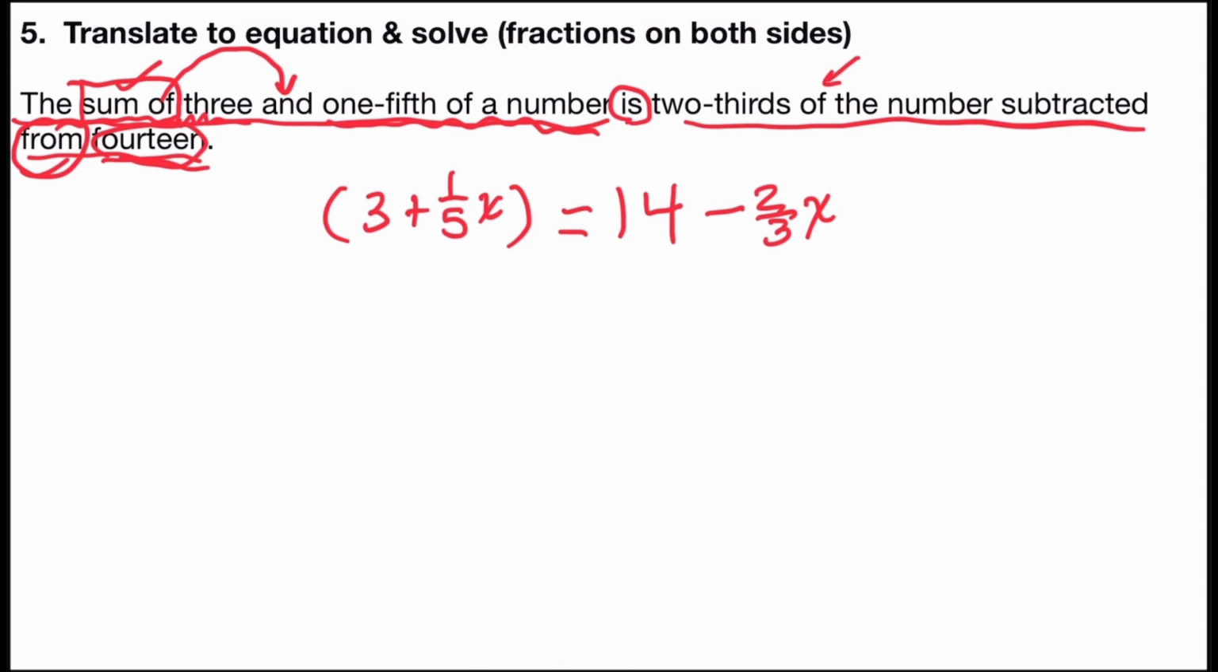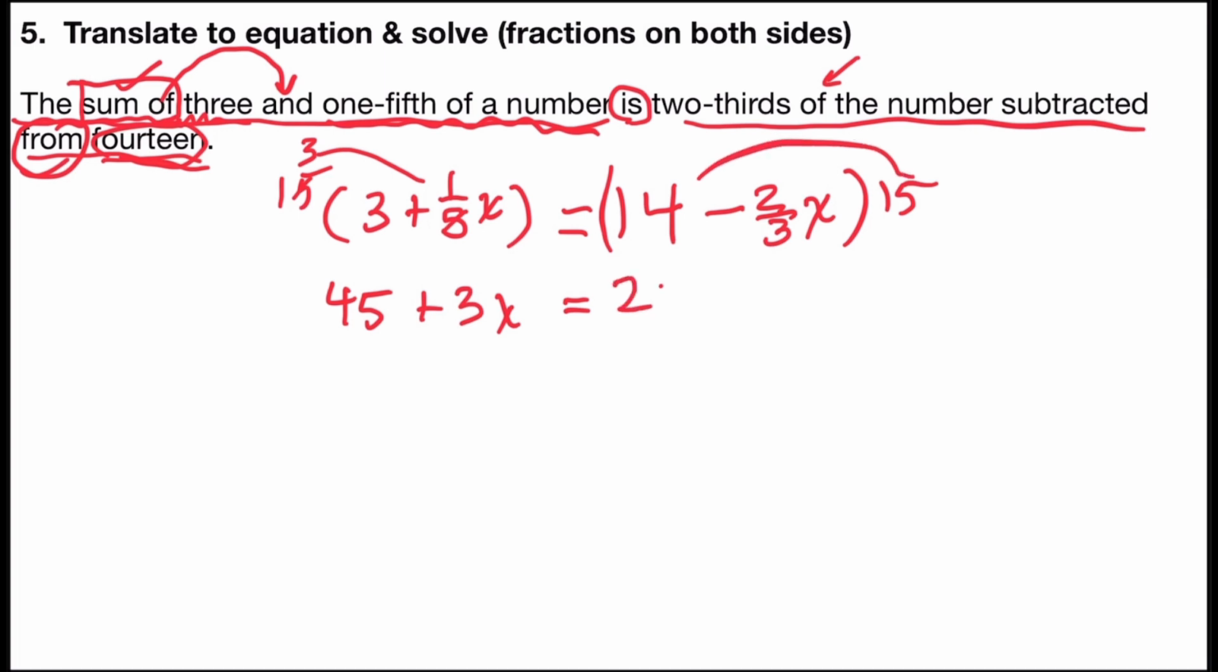Since there's fractions, I'm going to multiply both sides by the least common denominator, which in this case is 15. So 15 times 3 will be 45. 1/5 times 15, 5 divides into 15 3 times. 3 times 1 is 3x. And that will be equal to 14 minus 2/3 x times 15. 15 times 14 is 210. 3 divides into 15 5 times. 5 times 2 is 10x.